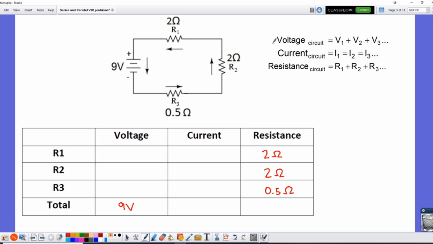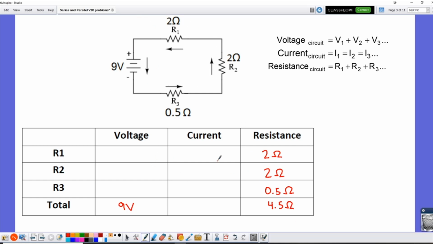Okay, and if we look at our rules for the series circuit, we know that the resistance, you can add them all up to get the total resistance for that entire circuit. So 2 plus 2 plus 0.5 gives us 4.5 ohms. So that's the total resistance if we were to add up all the resistors together.